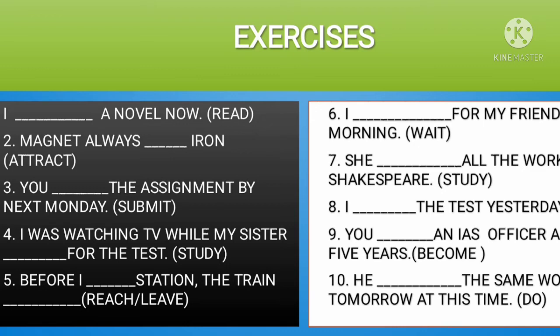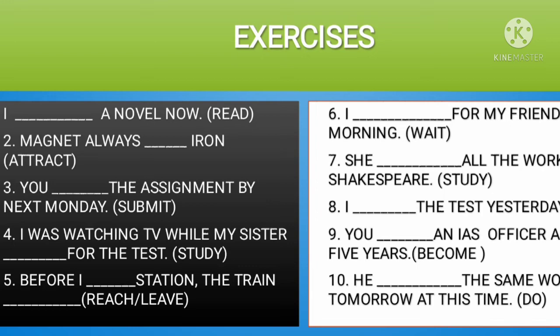The second one: "Magnet always dash iron." In brackets it is given: attract. Here there is no time expression if you minutely observe this sentence, but "always" is there. So always, ever, never give the meaning of something happening every time. Here magnet and iron always get attracted to each other, so it is a universal fact. It should be written in simple present tense, the first form of the verb. So: magnet always attracts iron.